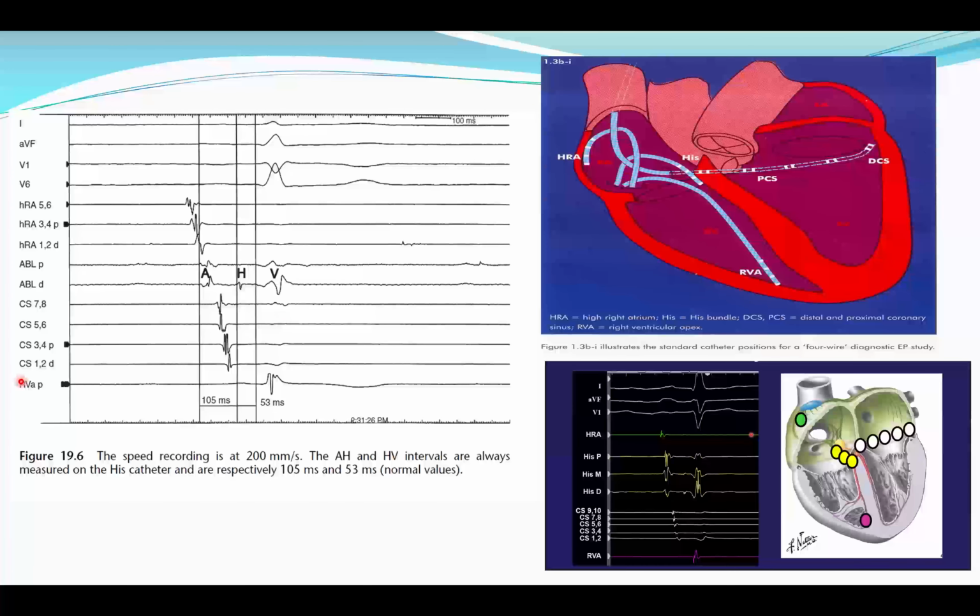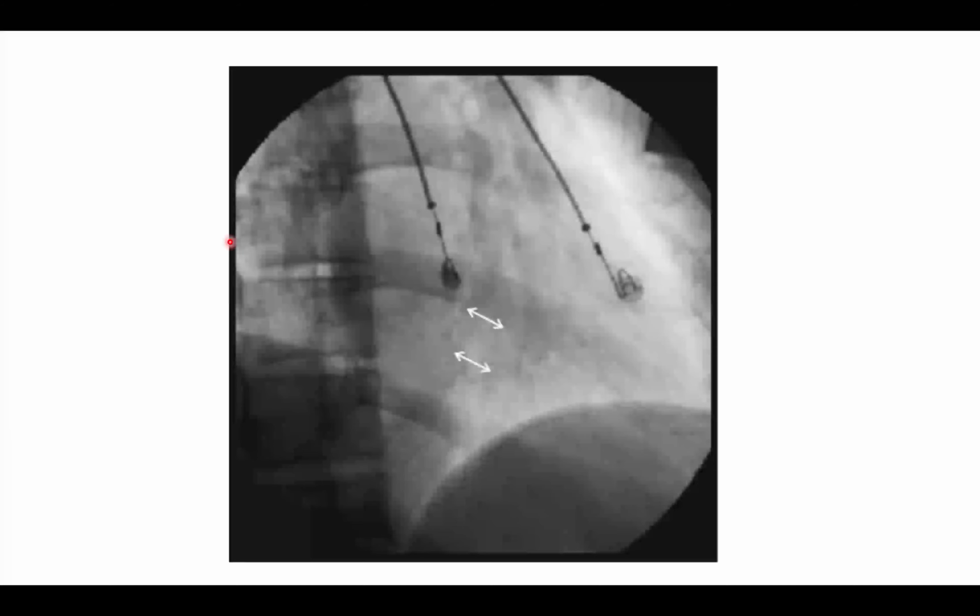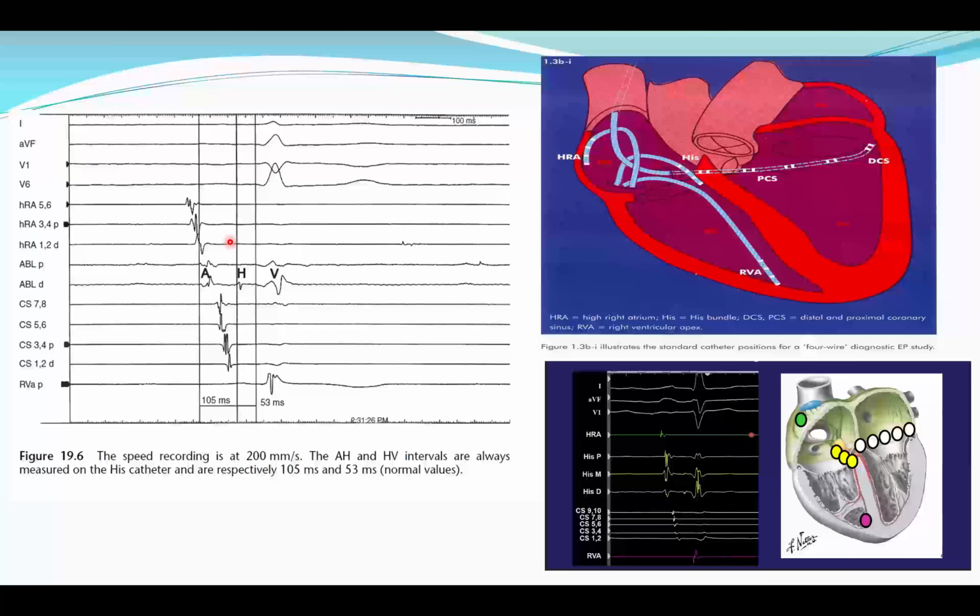And this is RV apical. You can see it is recording only V. So how do I know this is a V signal? If you draw a straight line here, it is coinciding with the QRS. So this is how, whenever you do baseline, I'll show the baseline measurements now, we'll go to that.